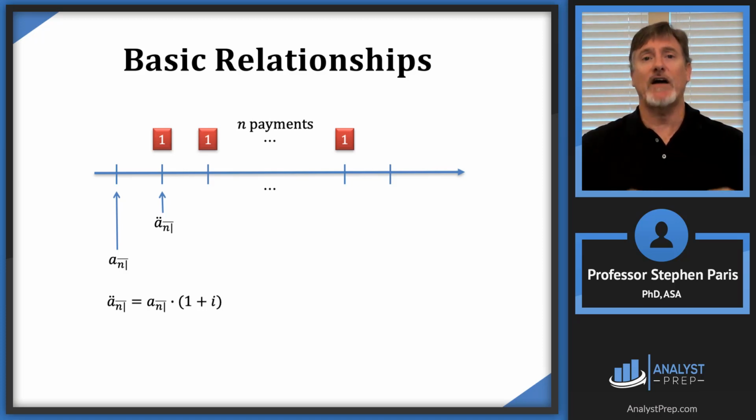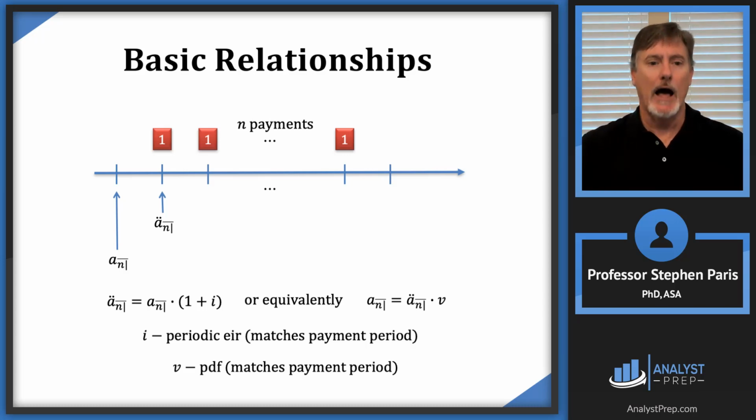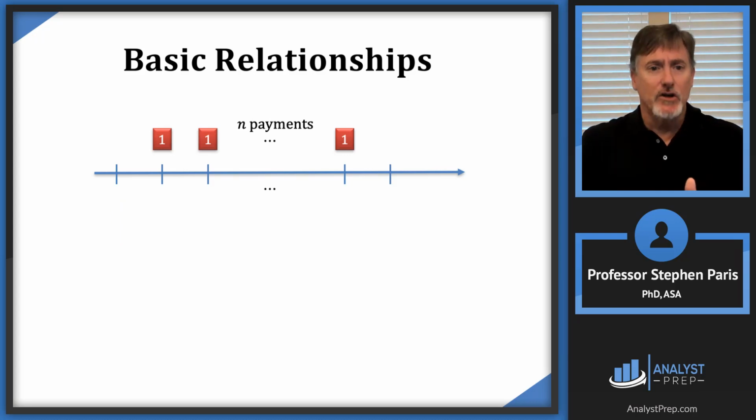On the other hand, if I knew the value of an A double dot angle N and I was seeking the value of an A angle N, well, I would need to discount the value A double dot angle N one period back to get to A angle N, and I do that by multiplying by V. So these equations are equivalent to one another. So that's a basic relationship between an A double dot and an A. You just accumulate or discount depending on which you're doing. And of course, again, the I is the periodic effective interest rate, and the V here is the periodic discount factor.